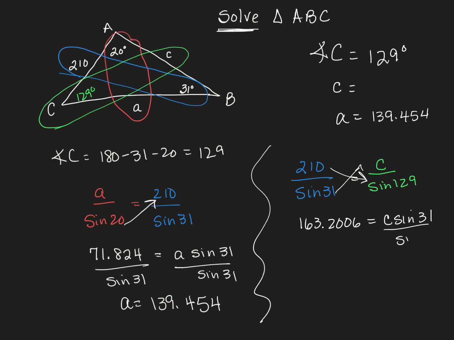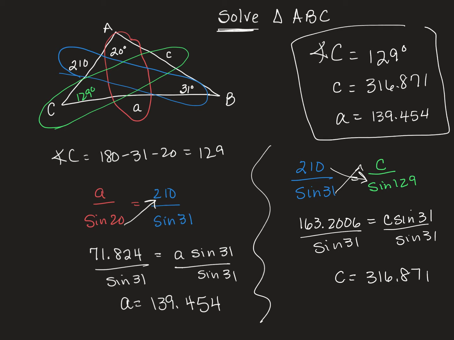Again, divide by the sine of 31. Make sure you are closing your parentheses, and I find out that C is 316.871. So there's my answers.